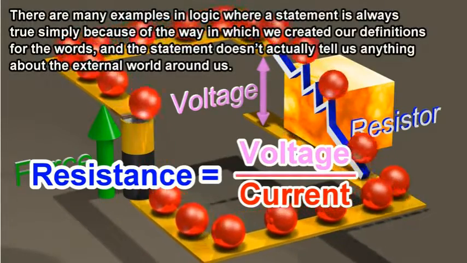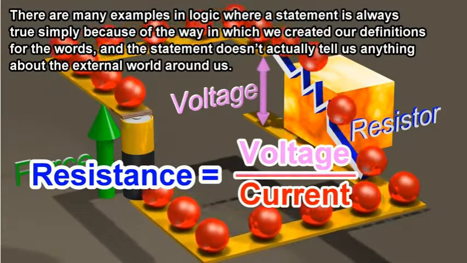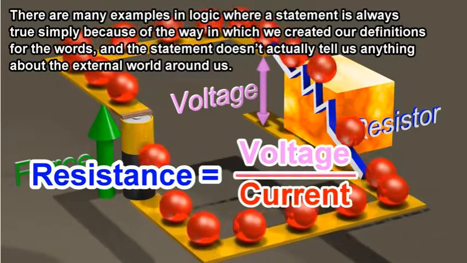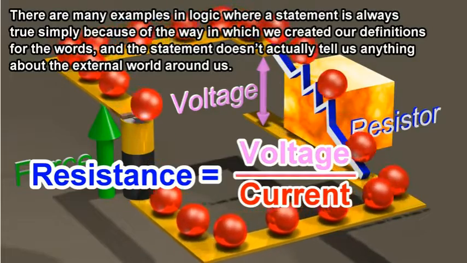There are many examples in logic where a statement is always true simply because of the way in which we created our definitions for the words. And the statement doesn't actually tell us anything about the external world around us.